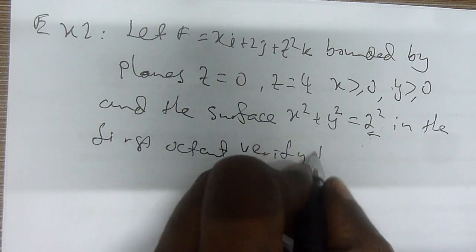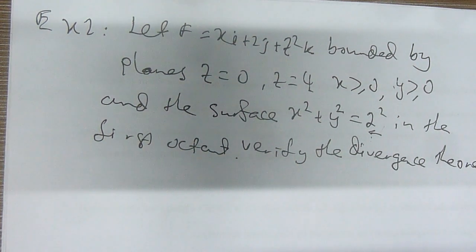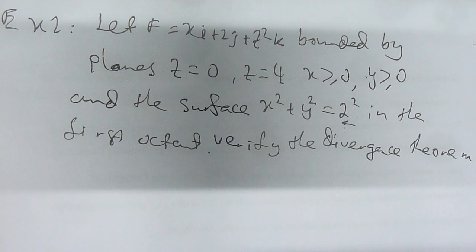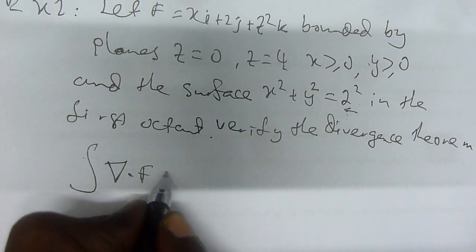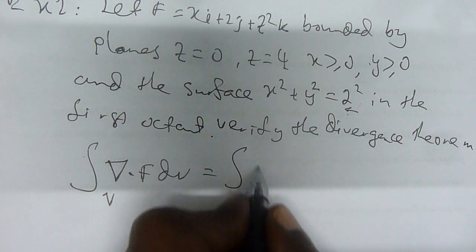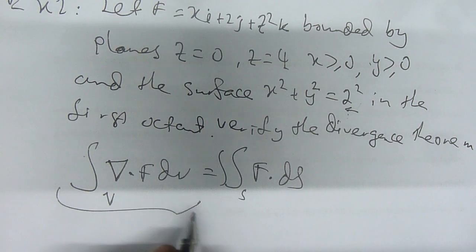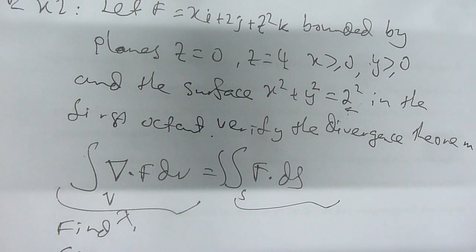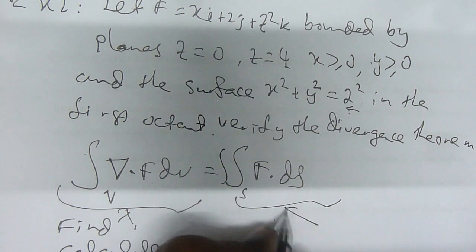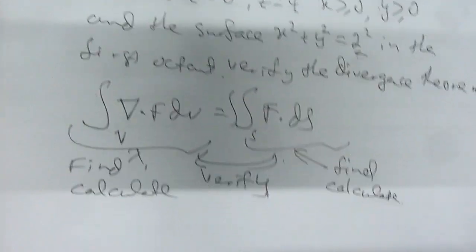Question: verify the divergence theorem. You are required to verify the divergence theorem. With that, your requirement is to prove both. You need to prove the volume integral of div F dV, and you are also required to do the surface integral of F · dS. You need to separately find out and calculate each. You need to do the calculation. This is to check, to verify. That means you need to verify both.